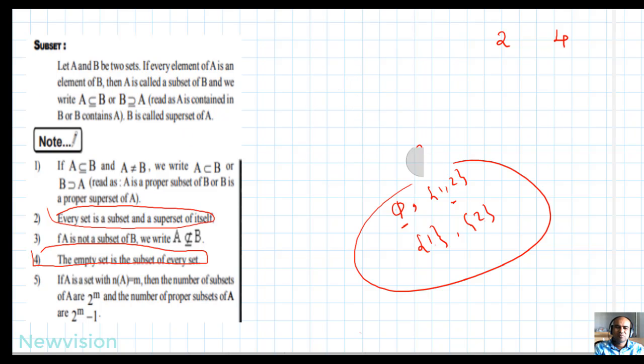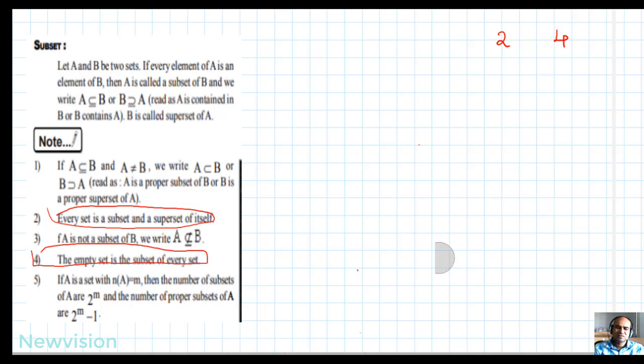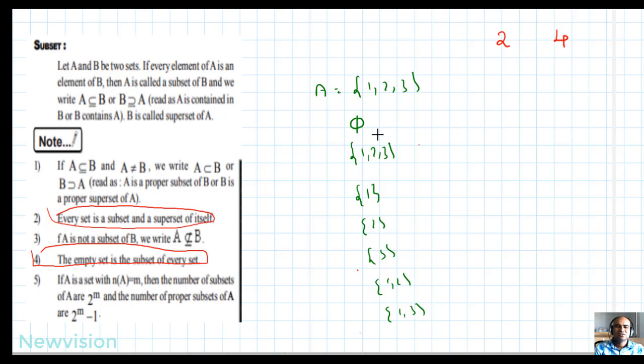So one more example I want to take. A is given as {1, 2, 3}. 3 elements are there. Now I want to count how many subsets exist for set A. Empty set is a subset to every set, and every set is a subset of itself. So that is 2. By using these elements, I can create so many proper subsets. Singleton sets first of all: {1}, {2}, {3}, then {1, 2}, {1, 3}. These are proper subsets to A only.